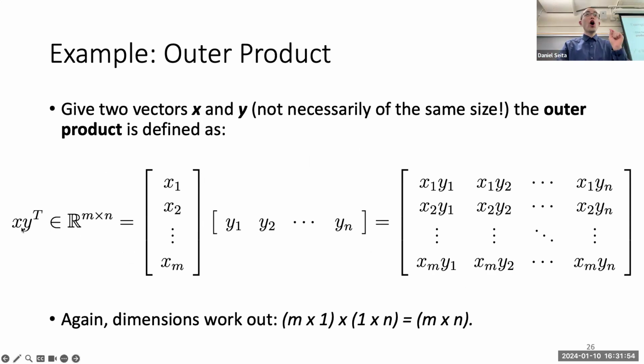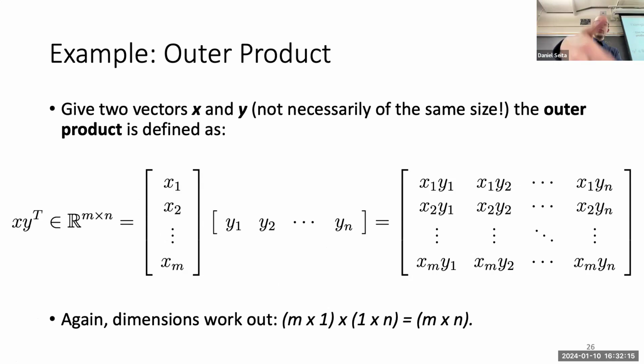Because we deal with column vectors by default, the x here is just this column vector, and then y transpose is the row. And so we have an m by 1 matrix multiplied by a 1 by n matrix. And then you get an m by n matrix.